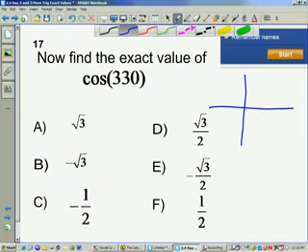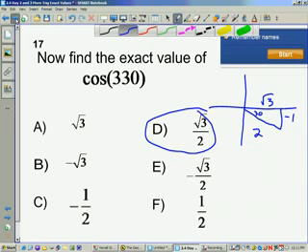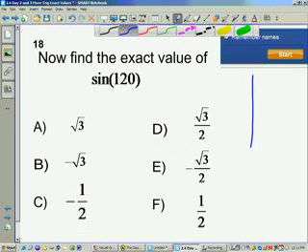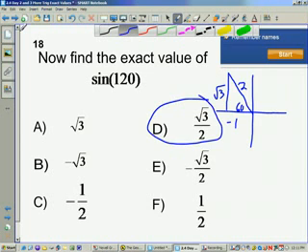Cosine of 330. We already looked at 330 before. 330 is down here, leaving 30 degrees. So that would be negative 1, root 3, and 2. So cosine would be root 3 over 2. Sine of 120. 120, we're going to go up there. That's going to leave 60 degrees between 120 and 180. So we just fill in our sides. And sine would be opposite over hypotenuse, root 3 over 2.